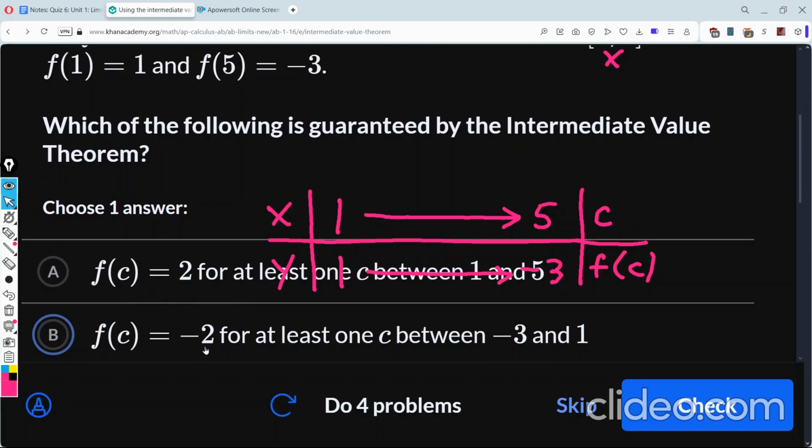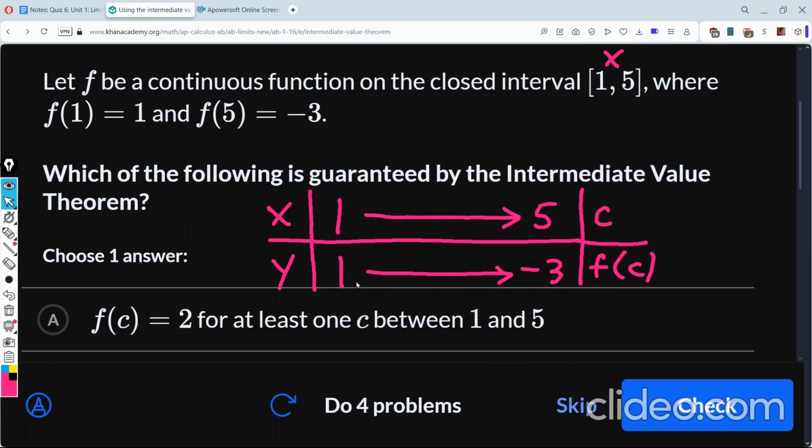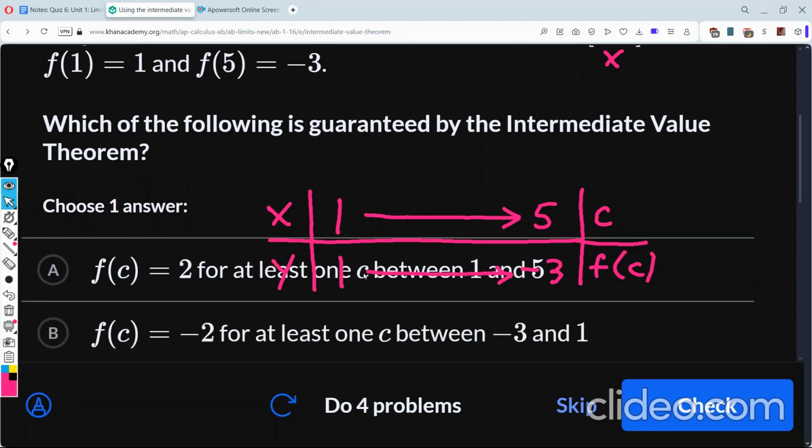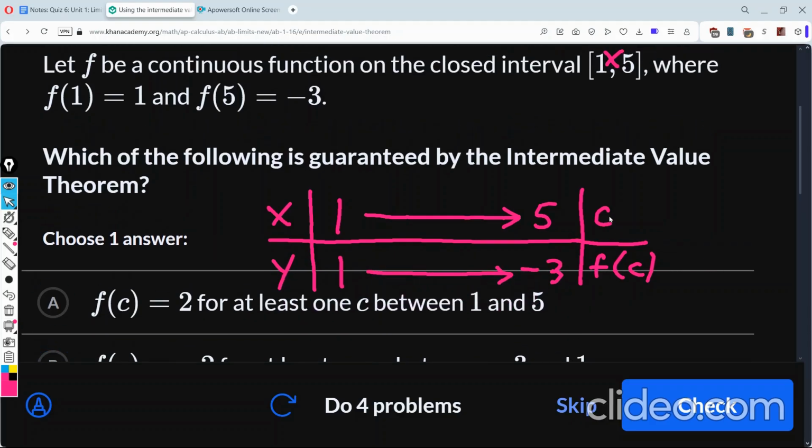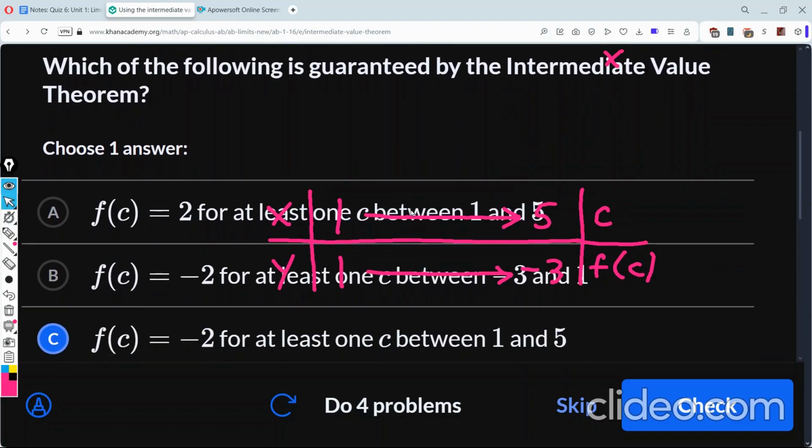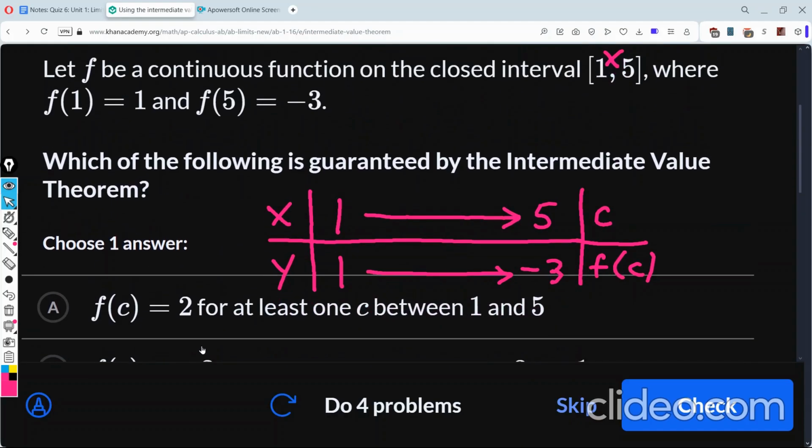Answer B, f of c is negative 2. That part is good. Negative 2 falls between 1 and negative 3. However, c is between negative 3 and 1. No, that's not true. Here we said c is between 1 and 5. So B is false.